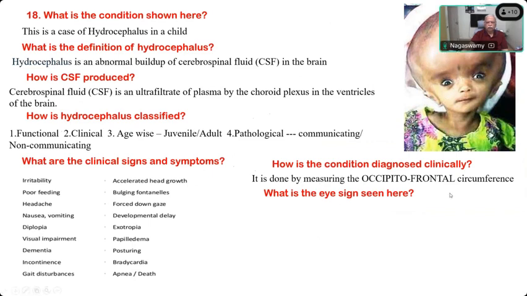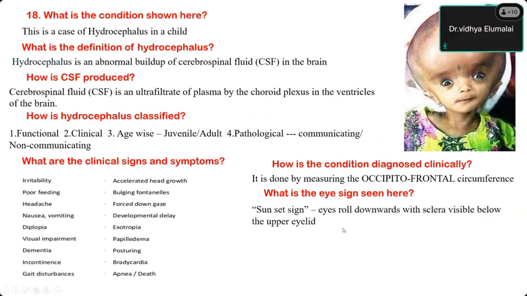What is this eye sign here called? It is called the sunset sign, with the eye rolled downwards, sclera visible below the upper eyelid. See the white sclera below the upper eyelid. Normally it will be covered by the upper eyelid.